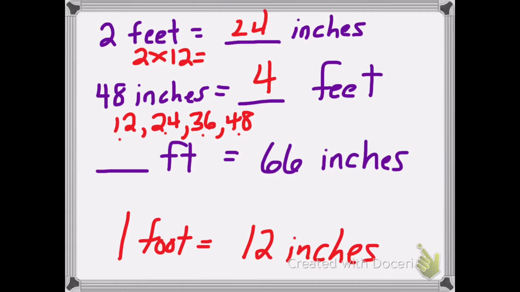For our final conversion, I'm going to start where we left off with our 48 inches equals how many feet. Now I need to get to 66 inches. So if I continue adding 12s, I'm at 60. Add another 12, and I go to 72. So this tells me that I must be 1, 2, 3, 4, 5 feet, but I still have 6 inches left. So 6 inches is half a foot, so it looks like our final answer will be 5.5 feet equals 66 inches.